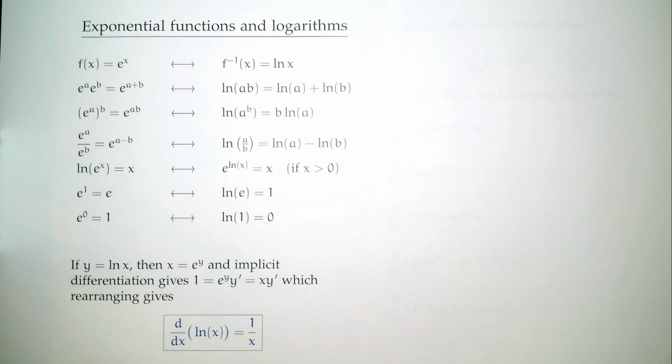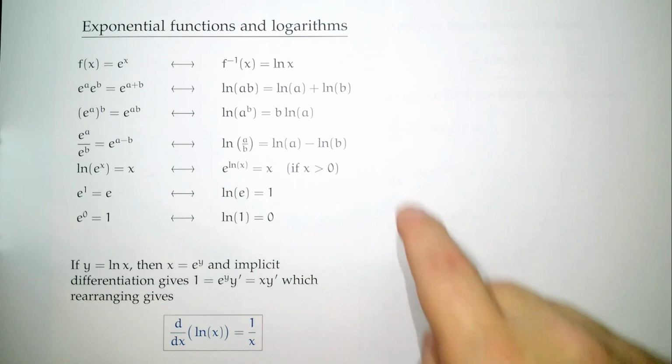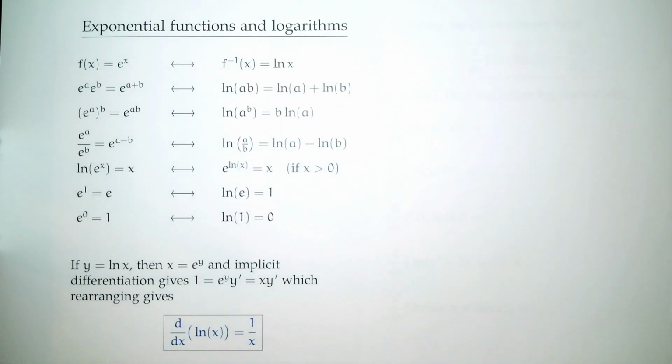If you think about y, and you say y equals log x, then x equals e to the y. That was one of our very first things we set up here. Take implicit differentiation on both sides. Then you'll get that 1 is equal to e to the y times y prime. But we say, hey, wait a second, e to the y, by definition, is x. So 1 equals x times y prime. And if you rearrange it, we get to the conclusion. The derivative of natural log of x is 1 over x. And there you go.